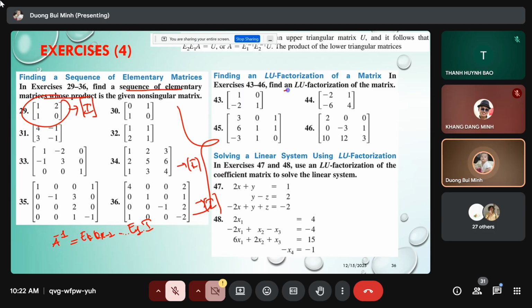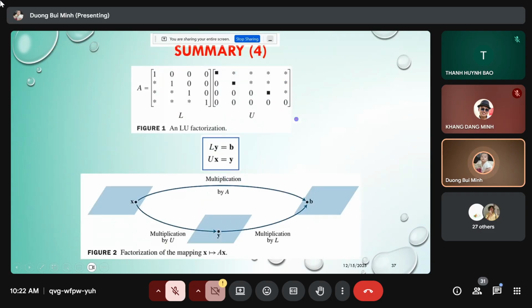Here, find an LU factorization. What is a square matrix? We can get A equals L times U, and use an LU factorization of the coefficient matrix to solve the linear system.